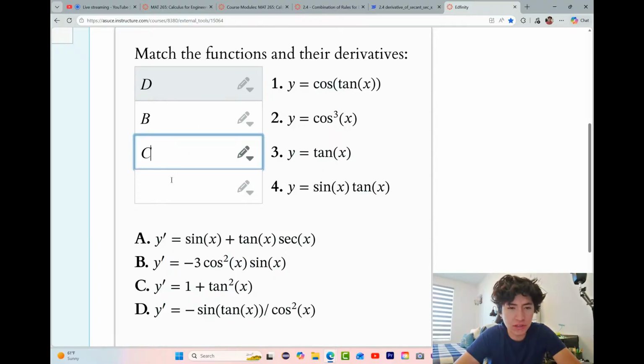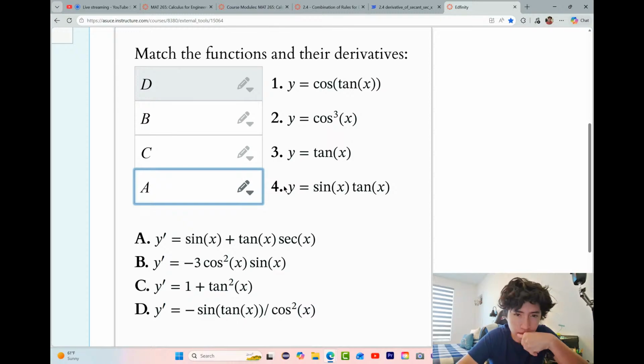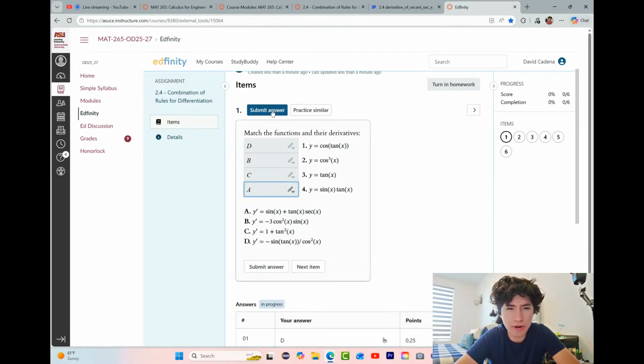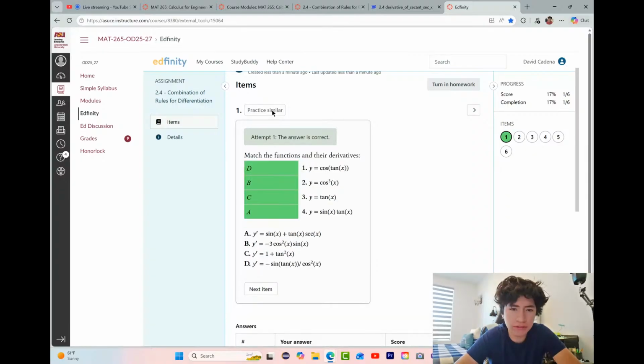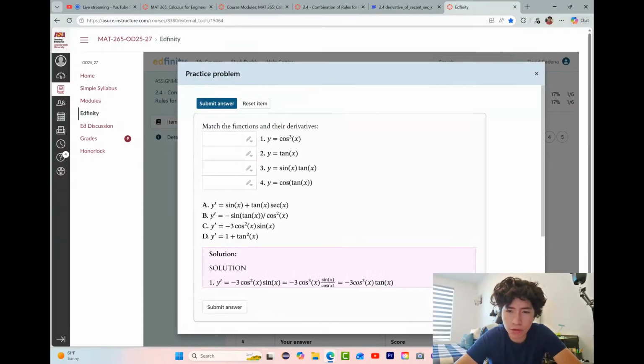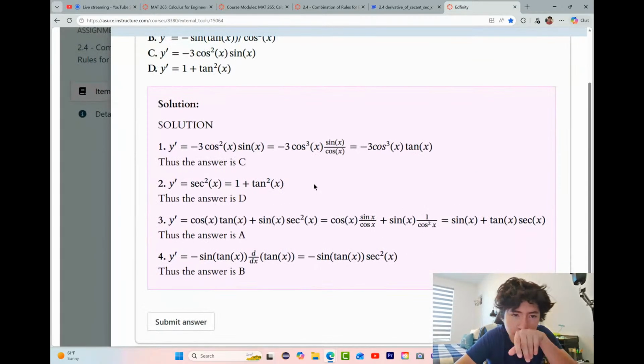I have a feeling that this is C and this is A. I think I remember seeing 1 plus tangent squared. Okay, that's correct. Can I show like an explanation?